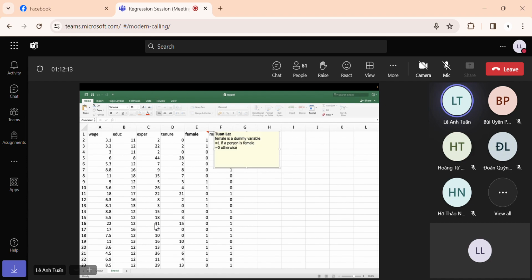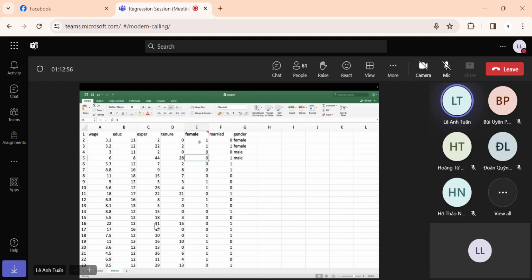So this is the way we define the dummy variable. Female is a dummy variable equal to one if a person is female and zero otherwise, that means male. For example, the first person answers that they are female, so you get one. The second is female too, so one. The third person is male, so you get zero. Here male, you get zero too. The female variable only has two values, one or zero. So this is the dummy variable.